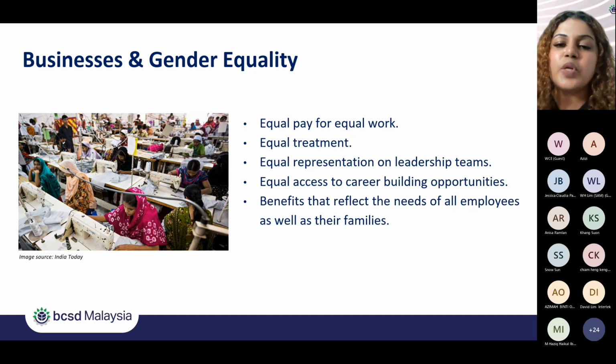When it comes to businesses, what does gender equality look like? This is very simple. We'll start with number one. Pay rates should not be determined based on a person's gender or race or age, religious affiliation, etc. And number two, everyone needs to be treated equally, regardless of gender, ethnicity, religion, etc. Leadership teams should essentially equally represent both men and women, and mentoring and career progression programs should be offered to everyone, irrespective of gender.